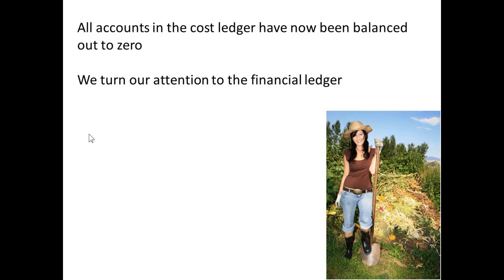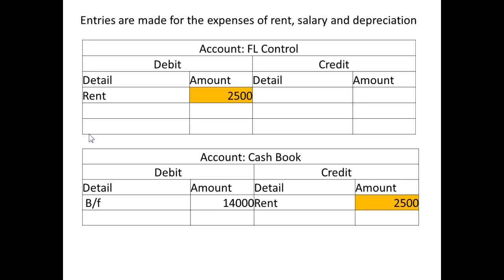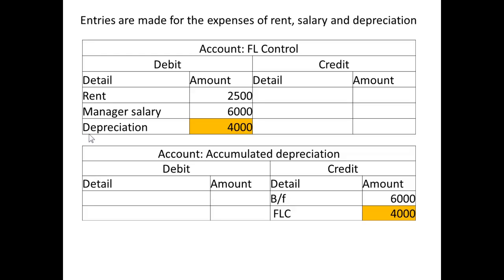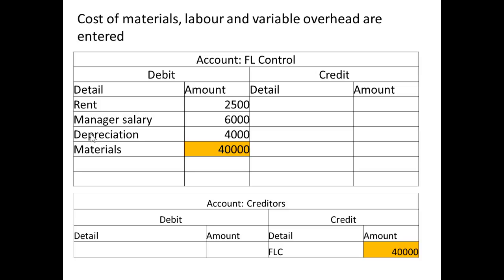So let's look at what's been happening in the financial ledger. Entries are made for the expenses of rent, salary and depreciation, and we're going to use the financial control account here. So debit the financial control account with the rent, debit it with the manager's salary, and note the manager's salary is paid out in cash, so we're going to credit the cash book just as we credited the cash book with rent. Debit the control account with depreciation. In this case, of course, we're crediting accumulated depreciation here.